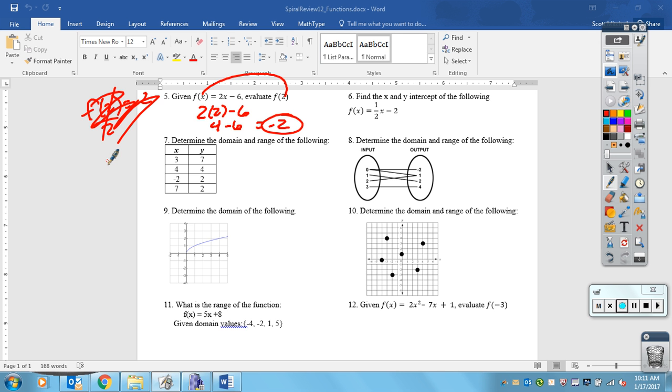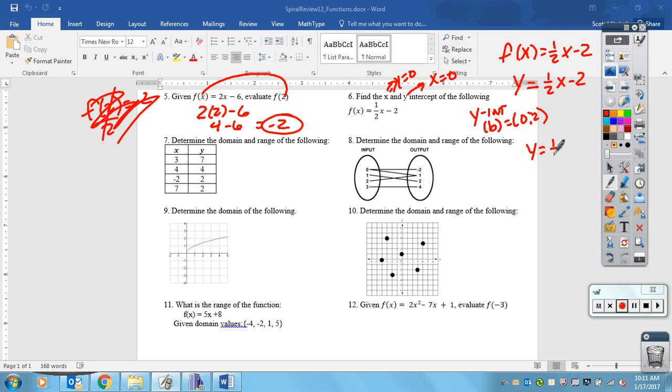Number 6, find the x and y intercepts of the following. F of x equals 1 half x minus 2. F of x, as you know, is just a fancy way of saying y. To find the x-intercept, that means y is equal to 0. And to find the y-intercept, that means x is equal to 0. Let's do the y-intercept first. The y-intercept, or the b, is 0 comma negative 2. It's just right there in y equals 1 half x minus 2.